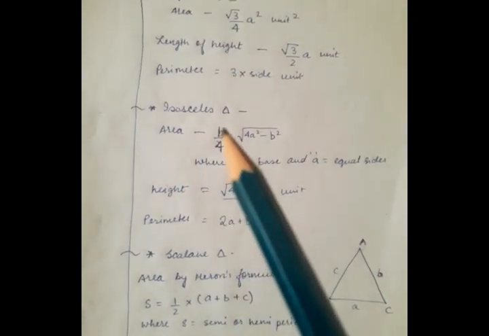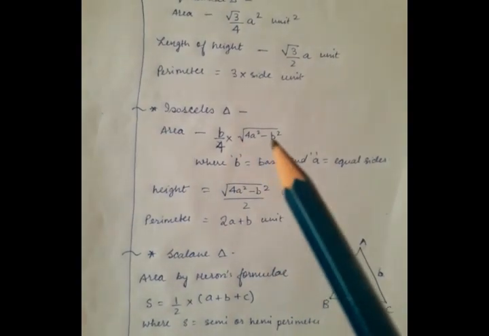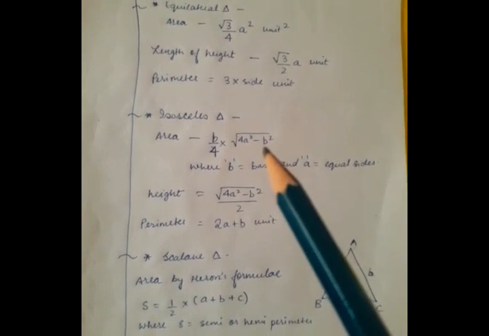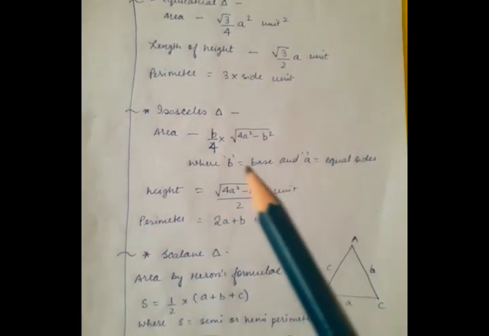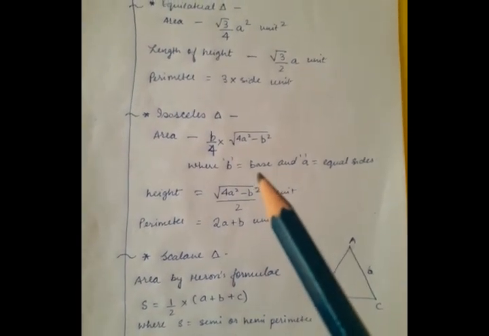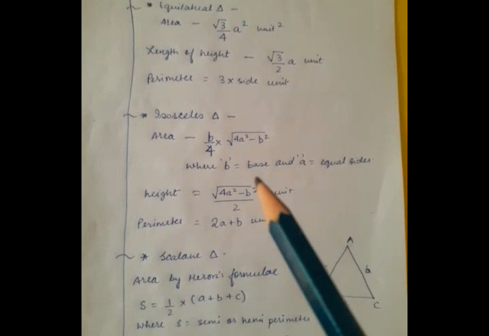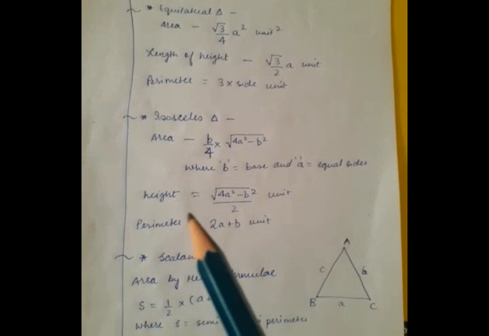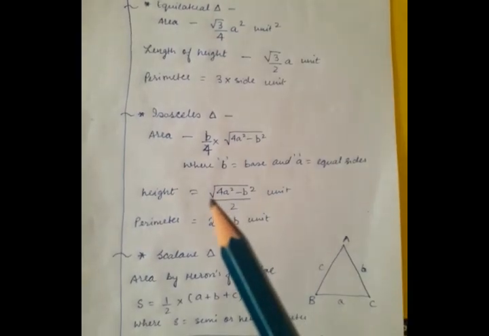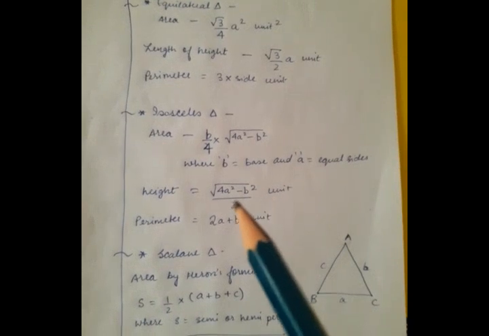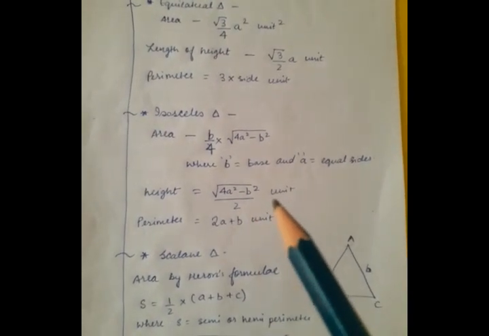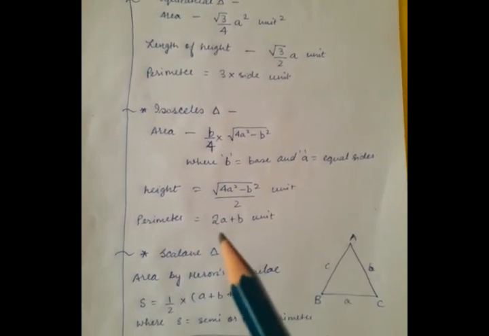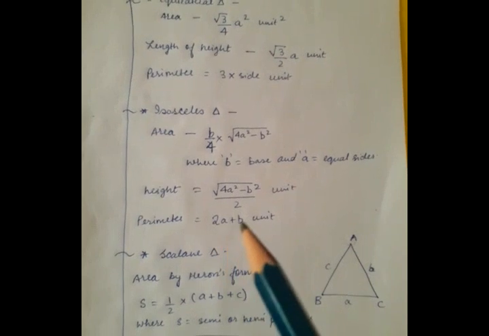The area is b by 4 into root over 4a square minus b square. Quite complicated, but when we deduce the formula, it will be much easier for you to memorize it. Where b is the base, we know that in an isosceles triangle there are two equal sides and a base, and a is denoted as the equal side. Likewise, the height of this isosceles triangle is root over 4a square minus b square by 2 units. Never forget to write the unit, meter, centimeter, anything. And the perimeter is 2a plus b. We know that there are two equal sides, that is why 2 into the equal side plus the base.